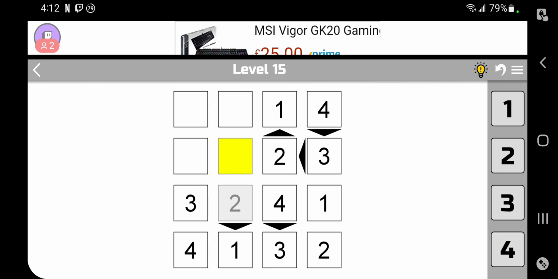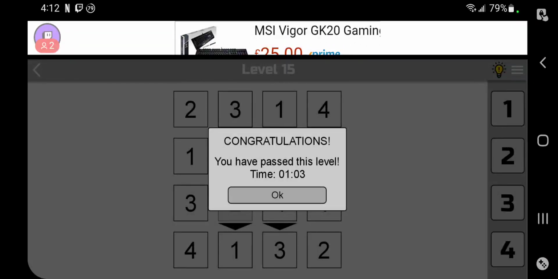Let's have a look at this row. 2 and a 3, so we're missing the 4 and the 1. Well, the 1 can't go where I've highlighted because we've already got a 1 in the column, therefore the 1 goes over here, and the 4 went there. And then what are we missing from this column? 3 and a 2. Passed.